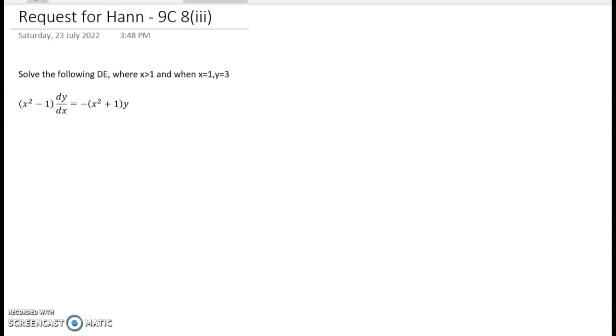But suppose we're asked to solve the following DE, and we're told that x is greater than 1. That's going to make things slightly less hassle. And when x is equal to 1, y is equal to 3. So when it says solve the following DE, what we want to get down to is that we're going to end up getting y equals blah, blah, blah.